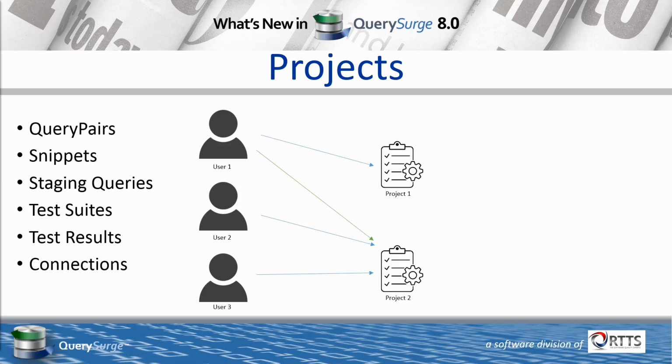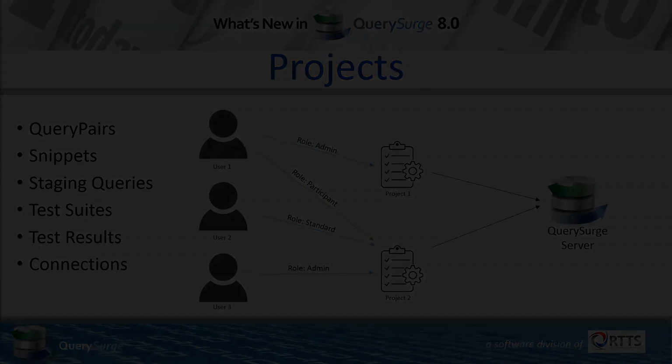The great thing about projects in QuerySurge is no matter how many projects a user is assigned to, they will only consume a single license. In addition, every time we make an assignment to a project, we can assign a specific role for that user. For example, user 1 is an admin in project 1, but only a participant in project 2. All of this flexibility is available in a single QuerySurge instance.